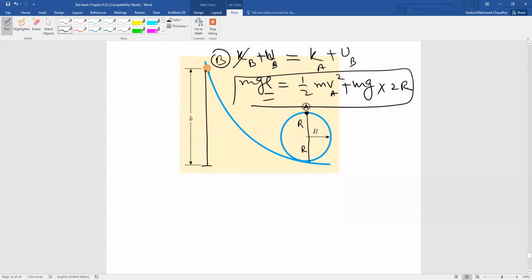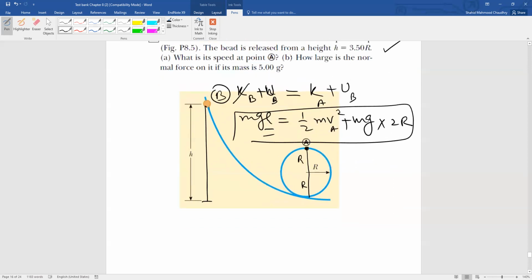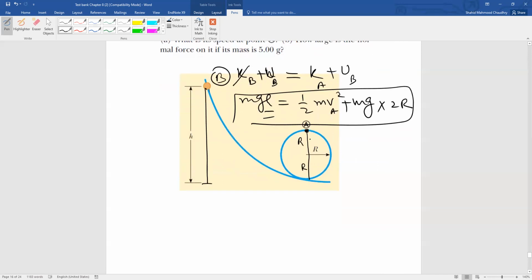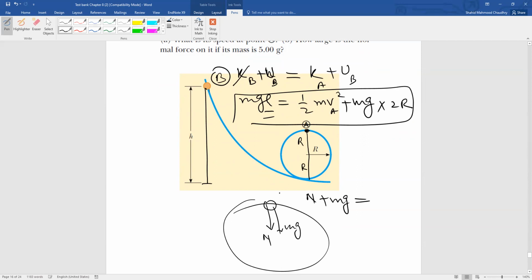The second thing, in this problem, he is asking how large is the normal force on it if its mass is 5 grams. So the normal force he is asking about is at point A. So you know that at point A, the normal force and the weight are downward. So we can write the equation N plus mg is equal to, it's moving in a circular path, mv square over r. So N will be mv square over r minus mg. So from this equation, you can find the normal force.